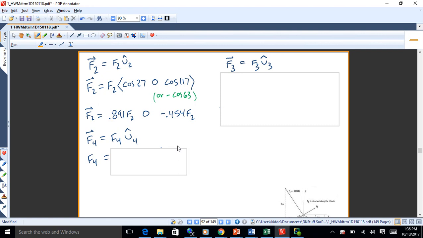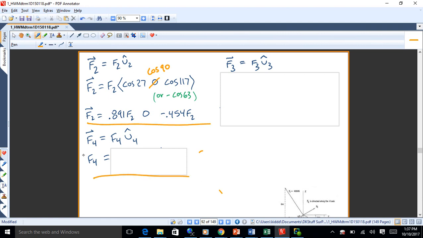So we get F2 is whatever the unknown magnitude of F2 is times cosine 27. It looks like I have a little bit of a typo here. I put a 0 in there. I probably should have put a cosine 90 in there just so we know where the 0 comes from. And then cosine 117. There are other trig functions you could put in for that last one, depending on how you look at it. When you run through that, you get 0.891 F2, 0, and negative 0.454 F2. So that's the vector for F2.